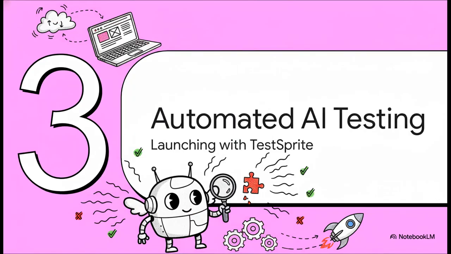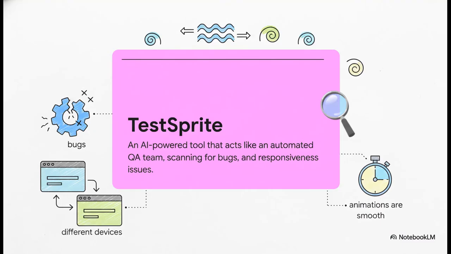So we have a working website, but is it ready for the world? Well, let's move on to the testing phase. We're going to bring in our automated tool, TestSprite, to make absolutely sure this thing is flawless. I want you to think of TestSprite as having a full-blown QA team built right into your workflow. It automatically scans your entire site, checking for bugs, making sure the animations are smooth, and verifying that everything looks great no matter the device.